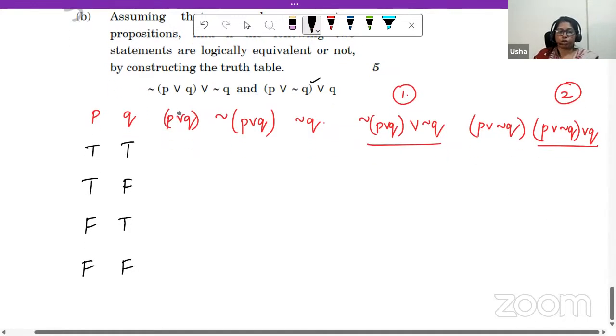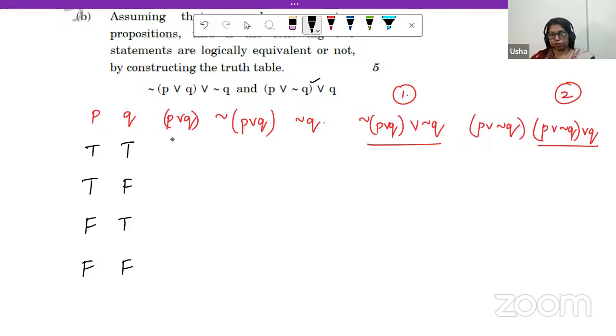Now let us write this P or Q. What is OR? If at least one of the inputs is true, output will be true. Or in other words, if both the inputs are false, output will be false. See, both inputs are false, therefore output is false. In all other cases, output is true. This is OR. Next is not of this. Means you have to just reverse the truth value. Not of this. So you will get false, false, false, true. Next is not Q. Q is here, which is TF. Not Q will be the opposite, that is FT.